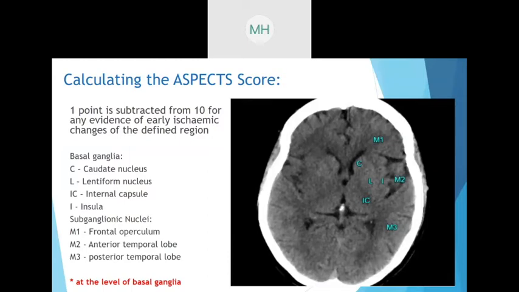1 point is subtracted from 10 for any evidence of early ischemic changes of the defined region. So there, we have to assess 2 slices. First, at the level of the basal ganglia, there are actually 7 structures. So we can divide into basal ganglia structures and subganglionic nuclei. So C represents caudate nucleus, L is the lentiform nucleus, IC is the internal capsule, I is the insula. Okay, so the subganglionic nucleus includes M1, which is at the frontal operculum, M2 is the anterior temporal lobe, M3 is the posterior temporal lobe.